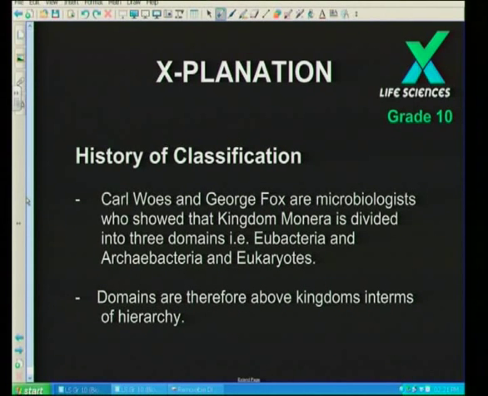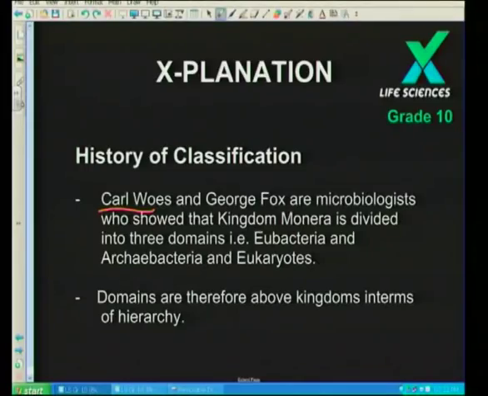We now look at another scientist or microbiologist who further divided the class Monera. So we had 2 microbiologists that took the kingdom Monera and further divided it. This was Carl Woese and George Fox. They are microbiologists, meaning they study microorganisms.